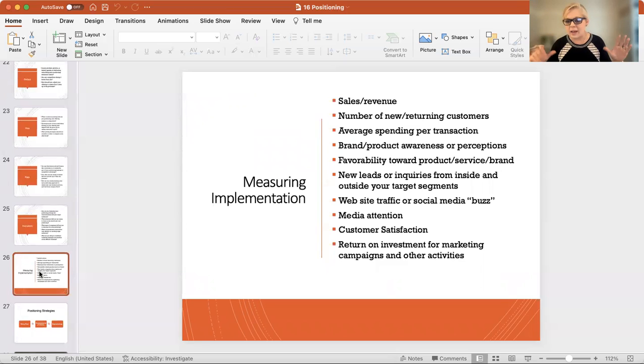Measuring. Nothing happens in marketing without measurement. We may take a path, we need to measure, see if we're right. And then if we're not, we turn around and we're able to pivot to something else. Marketers are some of the best pivoters out there. And that's because we measure everything.